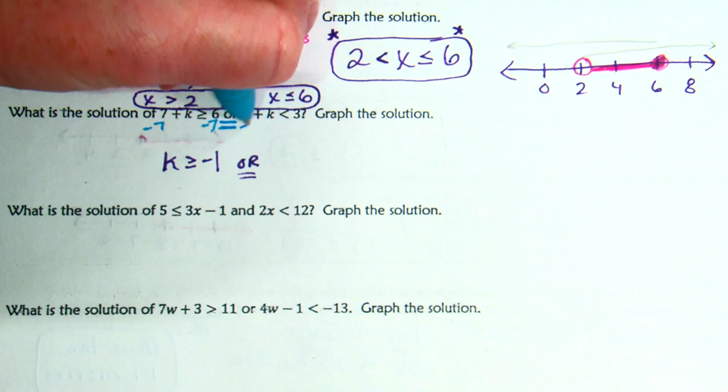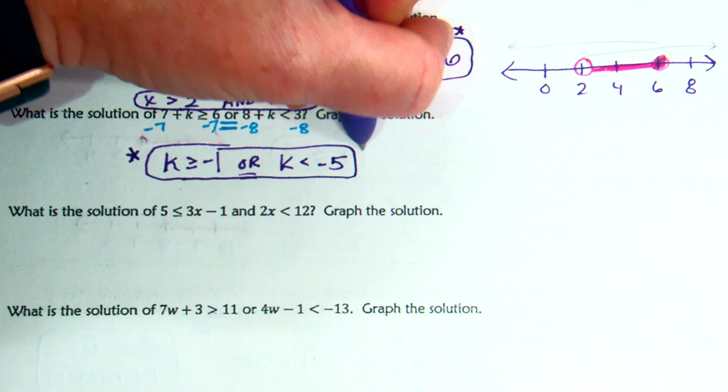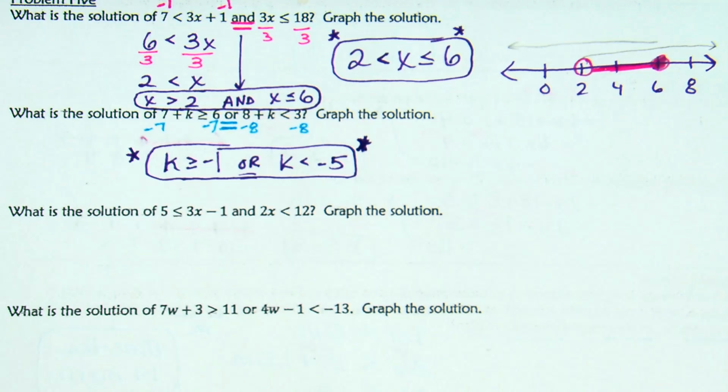Now, difference with the graph. Last time it was an and. It was this and this, so we had to shade only where it overlapped. This time it's either or, which means we're going to just shade whatever it tells us to shade. Let's see. I'm going to put 0, -1, -2, -3, -4, -5, -6 on my number line.